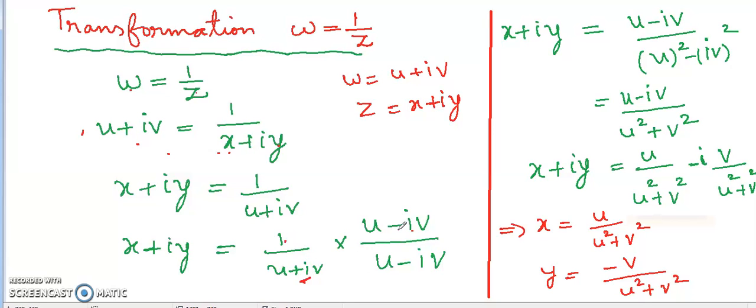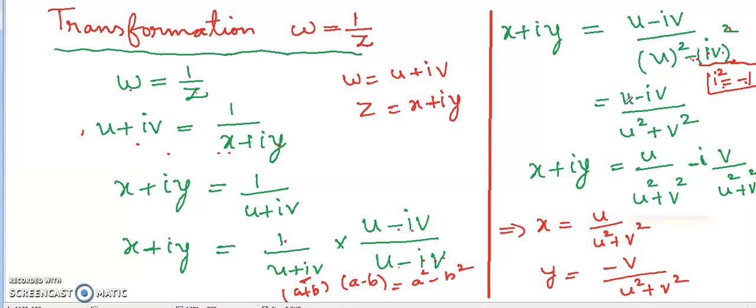Now 1 into U minus IV gives U minus IV. U plus IV into U minus IV is A plus B into A minus B, and we know that is equal to A square minus B square. A square means U square, B square means IV the whole square. When you take the square, I square is minus 1, so minus into minus gives plus V square.